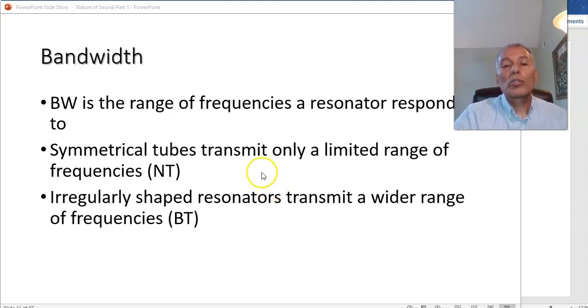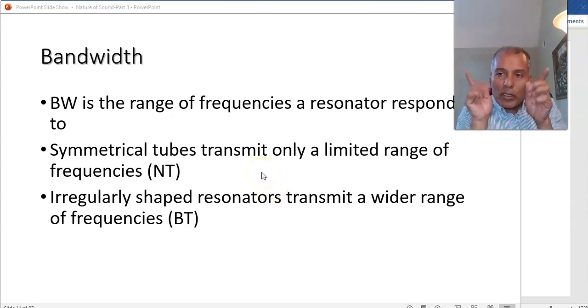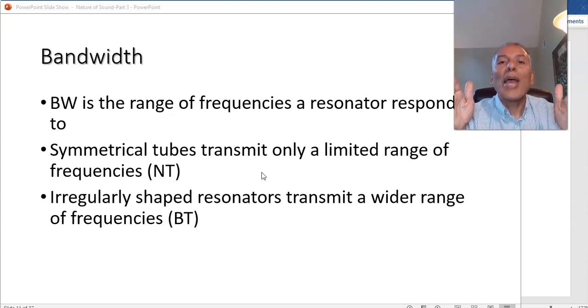So symmetrical tubes are very selective. They have a shorter bandwidth. They do not just amplify any sound that comes to them. And irregularly shaped tubes, resonators or tubes, are going to accept a wider range. They have a greater bandwidth. And this is what we say broad band. It is the band that is going to accept a variety of sounds.